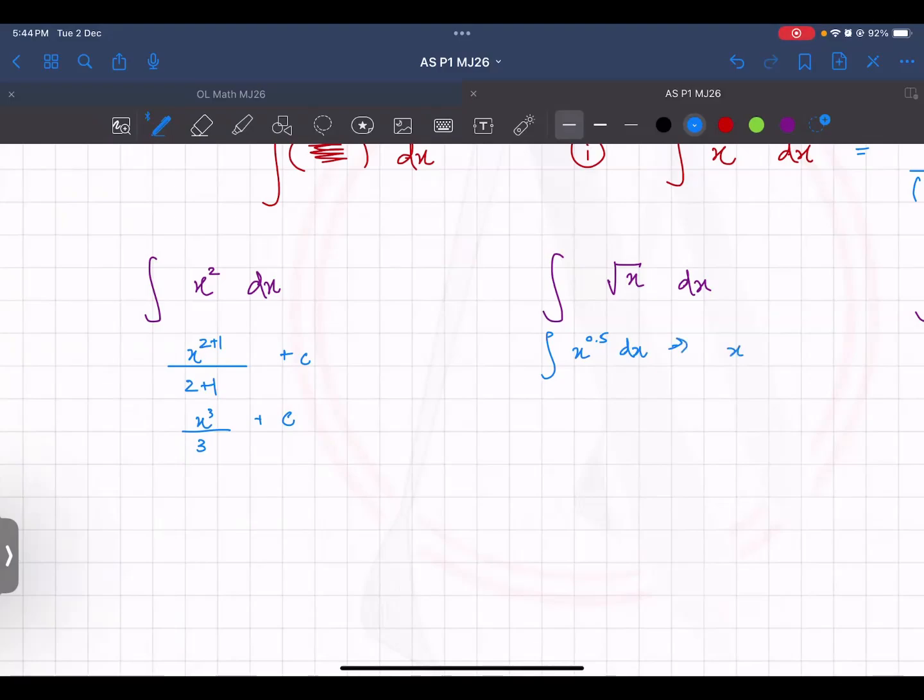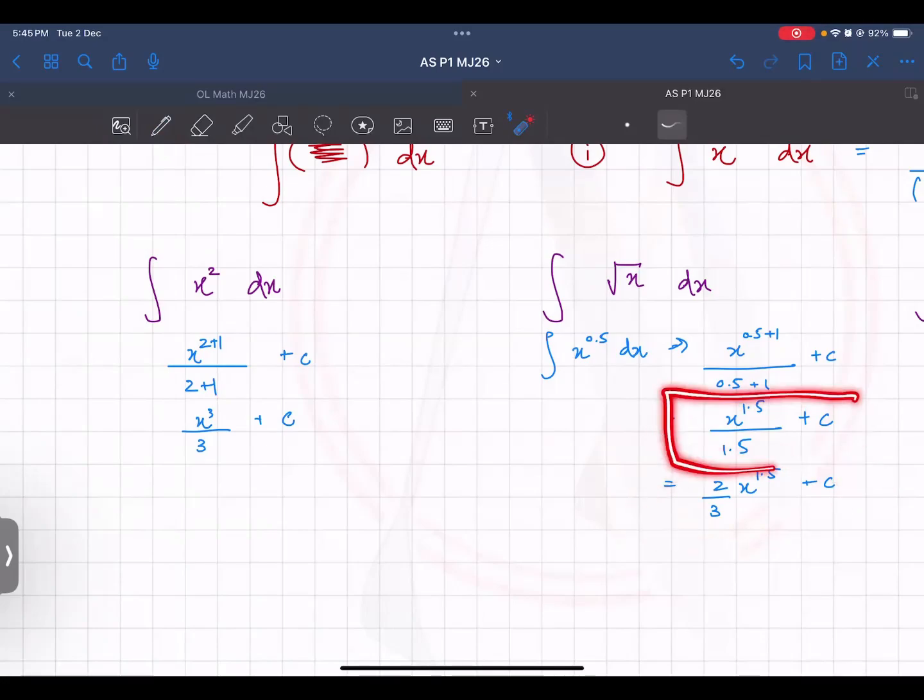And then this would become x power 0.5 plus 1 divided by 0.5 plus 1, plus c. And then what would you get? x power 1.5 upon 1.5 plus c. If you want to simplify this further, 1 divided by 1.5 will give you 2 upon 3. So you can even write it down as 2 upon 3 x power 1.5 plus c. But this is the integral answer. This is just further simplification. This is your integral, and the rest of it was a simplification.